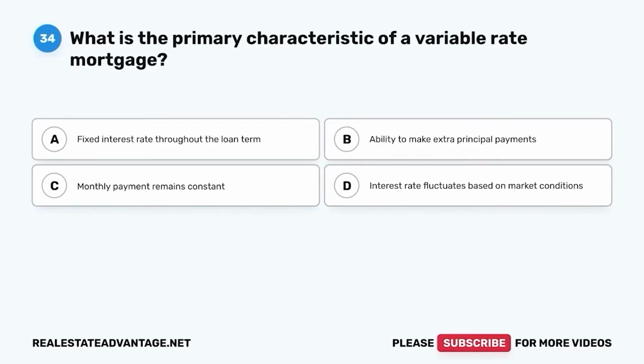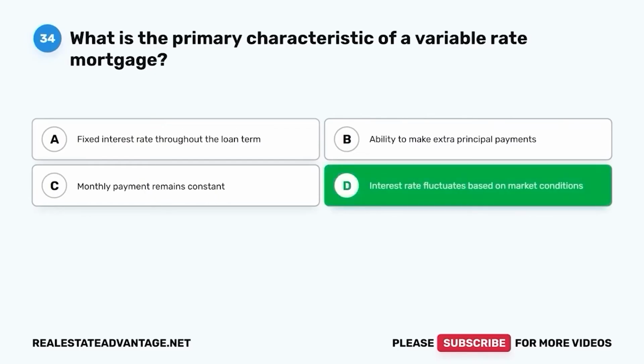Question 34. What is the primary characteristic of a variable rate mortgage? A. Fixed interest rate throughout the loan term. B. Ability to make extra principal payments. C. Monthly payment remains constant. D. Interest rate fluctuates based on market conditions. The correct answer is D.